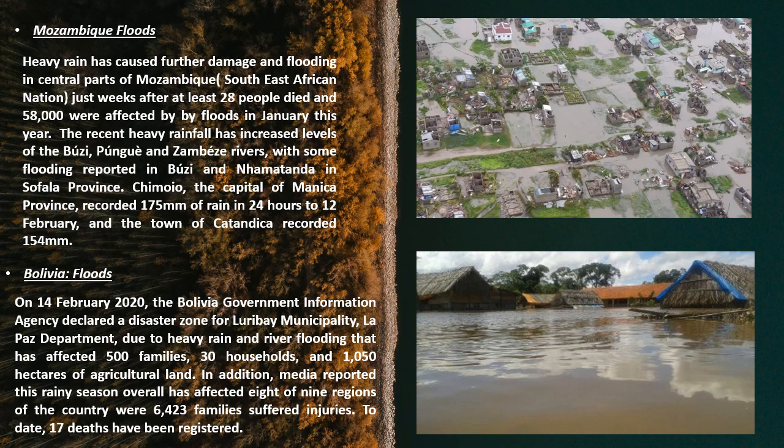Now let's have a look at the floods that happened in the states of Africa, Mozambique and Bolivia. In Mozambique and Bolivia, they received heavy rainfall during this week and the first 2 weeks of February, and it paved the way to a huge flood in both provinces. Mozambique received 175 millimeters of rain in 24 hours, and Bolivia also received very huge rainfall. A lot of people were displaced, thousands of people lost their homes, and there were a lot of fatalities.